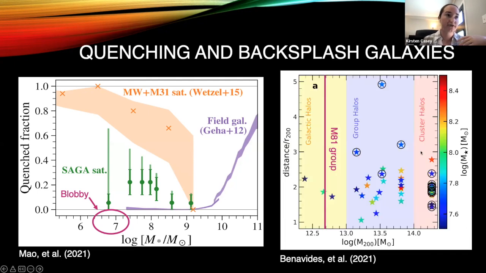On the other hand, other groups have simulated larger halos, mostly group halos and cluster halos, and found many backsplash galaxies. I've marked where M81 is in this plot, and only a couple of backsplash galaxies are simulated in this host mass range, and you can tell from the color bar over here that the masses of these backsplash galaxies are larger than Blobby. So Blobby really just demonstrates the need to simulate backsplash galaxies at more intermediate masses and around a wider range of host halos, not just Milky Way or large groups or clusters, in order to understand how those environments are impacting the star formation of galaxies like Blobby.